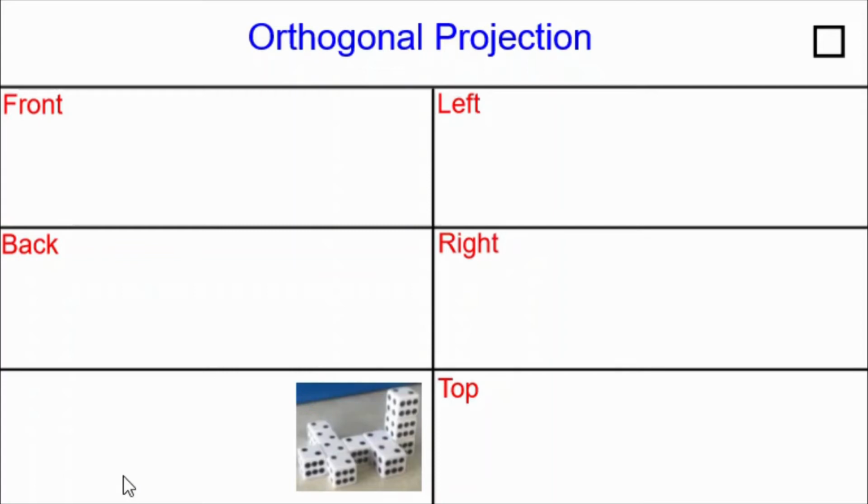In today's Daily Dose of Math, I'm going to make orthogonal projections of this stack of dice. I'm going to do 5 different views: front, back, left, right, and top. There is also, of course, a bottom view that's possible, but I'm not going to do that. And I'll talk about that more when I get to the top view.